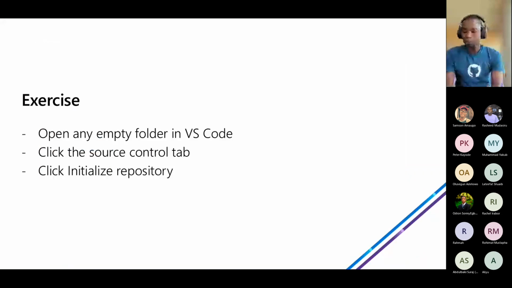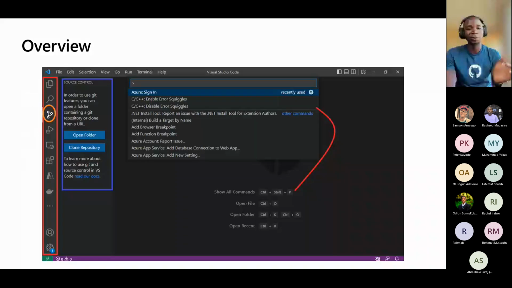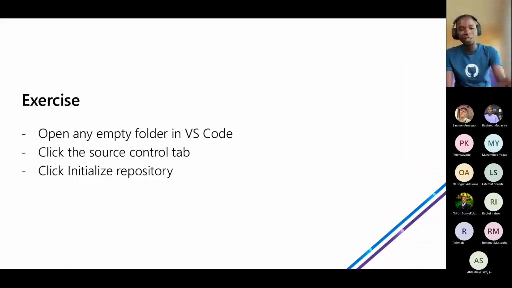That's what leads us to our first exercise. This one is telling us that what we should do is try to open an empty folder in our Visual Studio Code. Then we should try to click on the source control tab. Let me show us back. That orange circle, we should click it. Then after clicking that orange button, we should click on initialize repository. Okay, so that's the step to follow for this exercise.